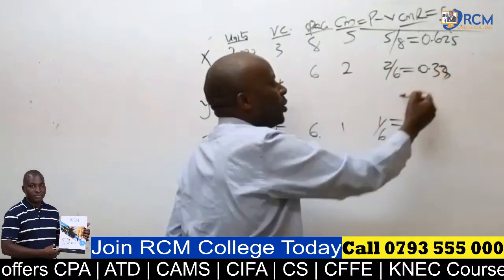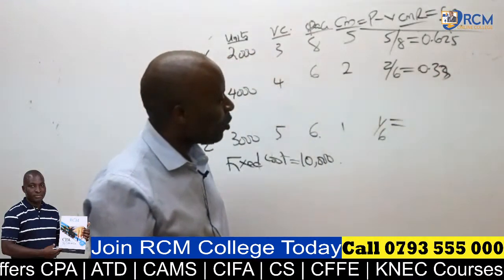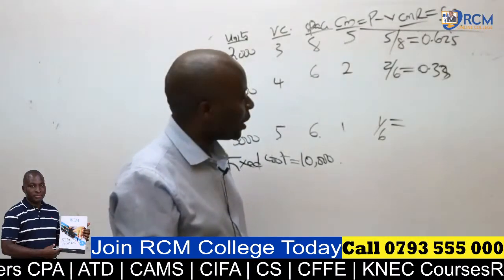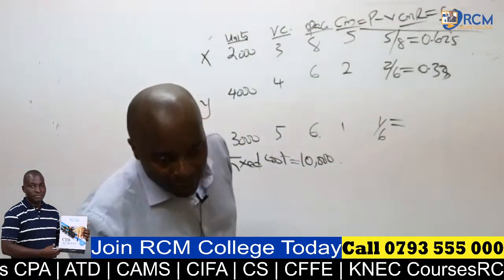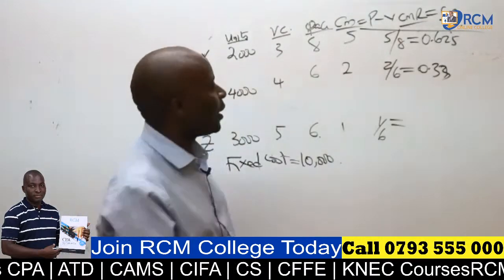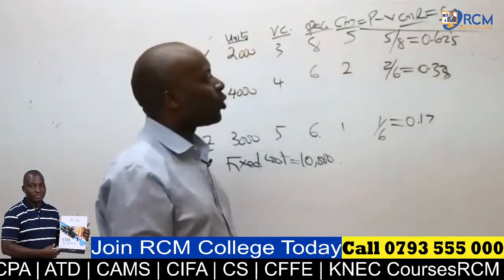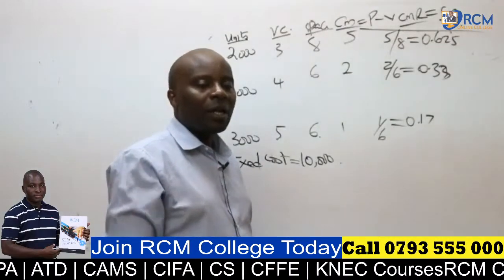And then lastly, ladies and gentlemen, we have 1 over 6 being 0. What here, somebody? 1 over 6 will be 0.167, so 0.17 basically.